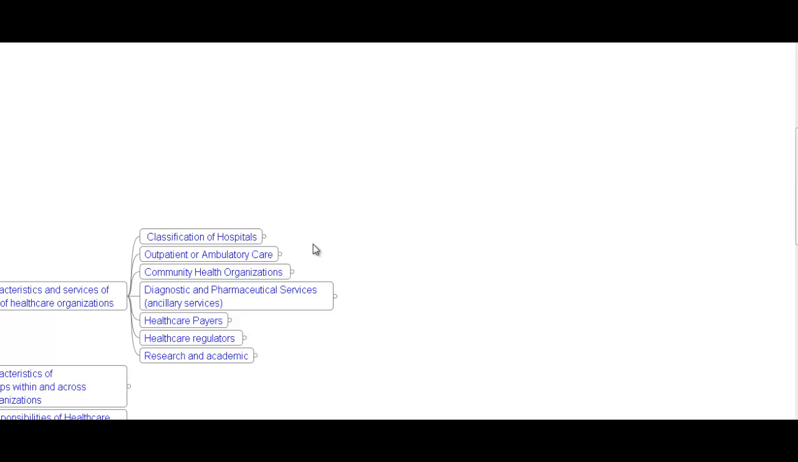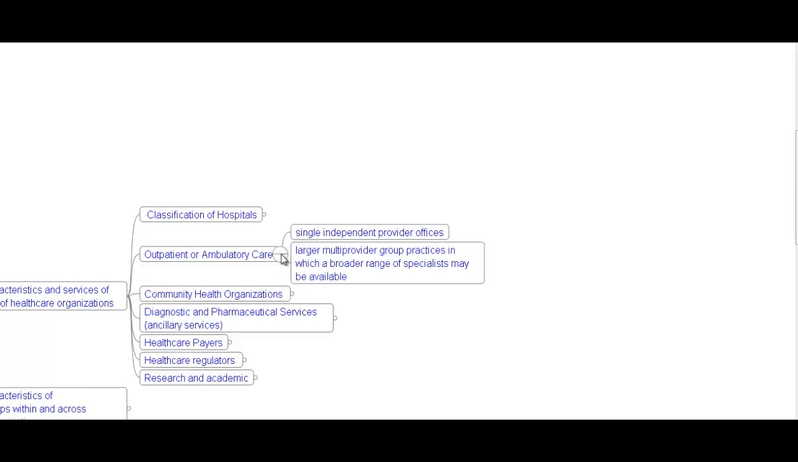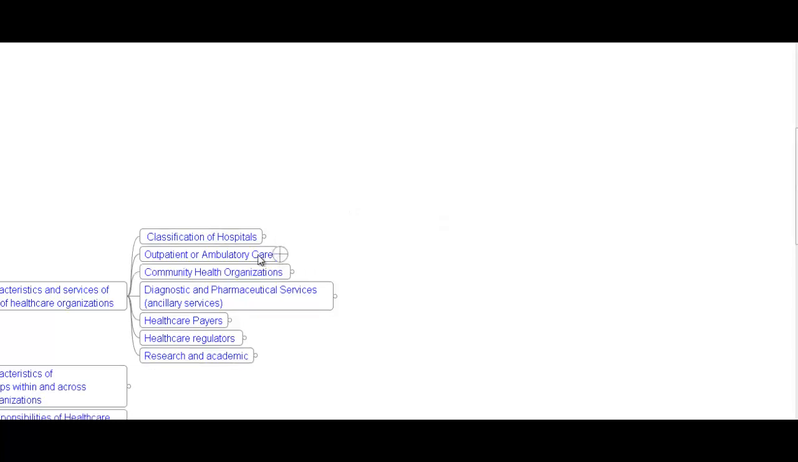Ambulatory or outpatient care: single independent provider offices and larger multi-provider group practices in which a broad range of specialists may be available. Ambulatory care or outpatient care is medical care provided on an outpatient basis, including diagnosis, observation, consultation, treatment, intervention, and rehabilitation services. It can be further classified as, we have already seen it. Let's go and see it again.